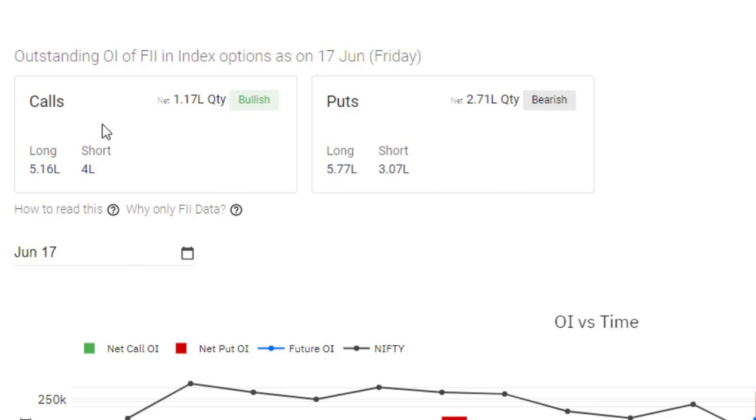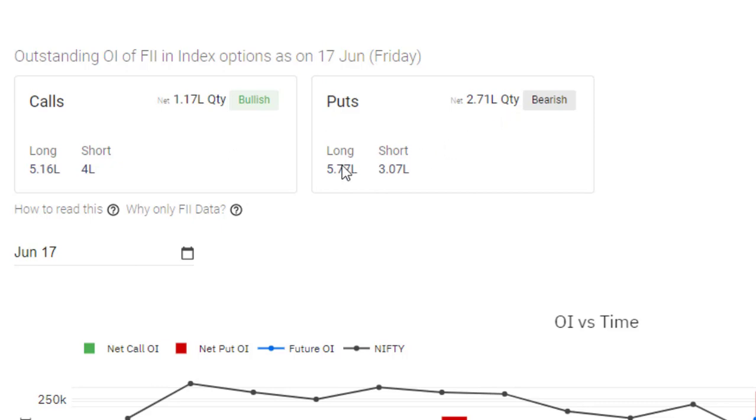So this will give us a view as to what the FIIs expect from the market. If you see, this is the call side and this is the put side, and we can actually understand how many calls are long and how many calls are short, so we can find out if the FIIs are expecting the market to be bullish or bearish. For example, right now there are about 5.16 lakh long calls and 4 lakh short calls. So the long calls are more in number, by 1.17 lakh. So some FIIs think that the market is going to become bullish.